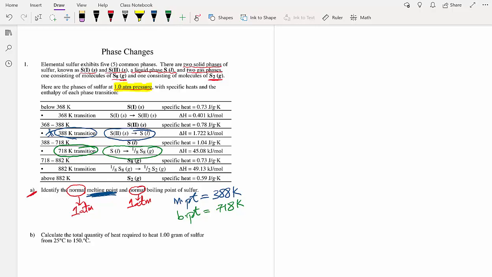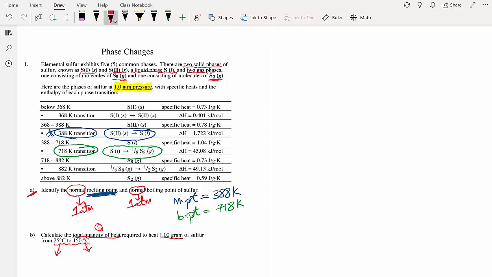Let us now solve the B part of the question. We want to calculate the total quantity of heat, which means we want to find Q, required to heat 1.00 gram of sulfur from a temperature of 25 degrees Celsius to a temperature of 150 degrees Celsius. Now, if you look at the table carefully, you would see that the temperatures are given in Kelvin. So, the first thing we are going to need to do is to convert the Celsius to Kelvin.